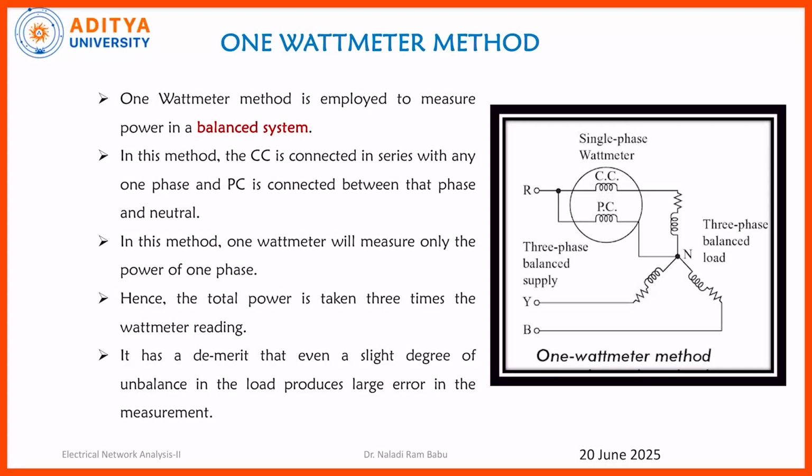So, coming to the circuit diagram, that means the setup diagram, this is a three-phase circuit where R, Y, B are the phases with a neutral point, and it is a star connected load where we have used the 1 wattmeter method. Generally, this 1 wattmeter method is used in a balanced system.